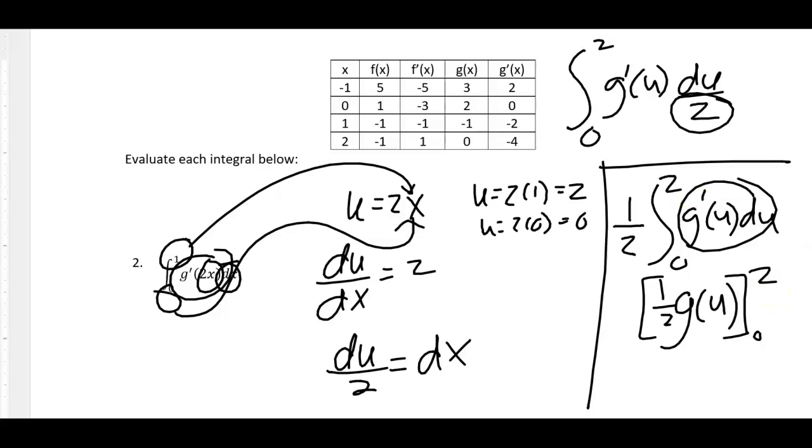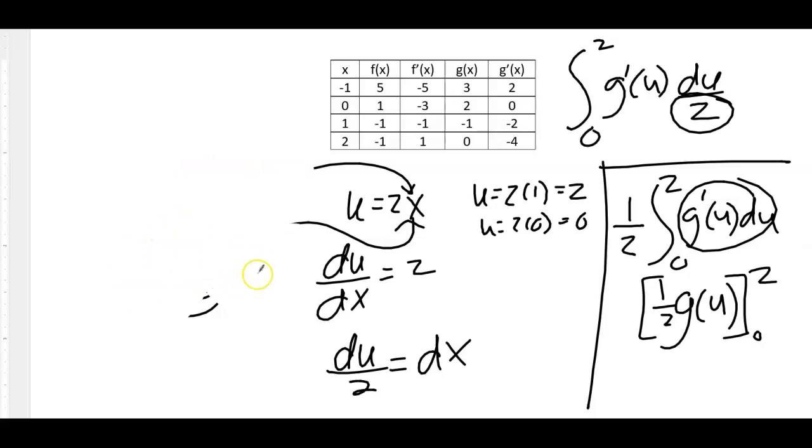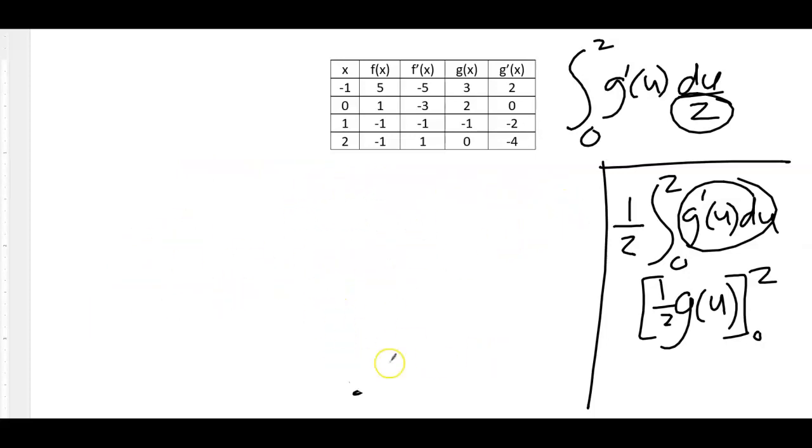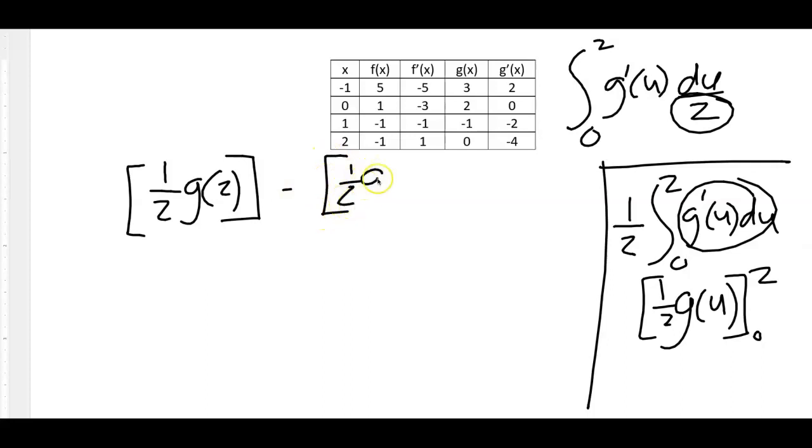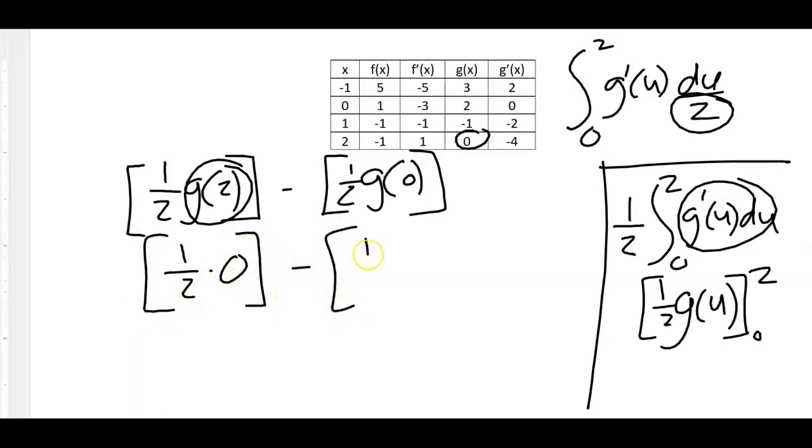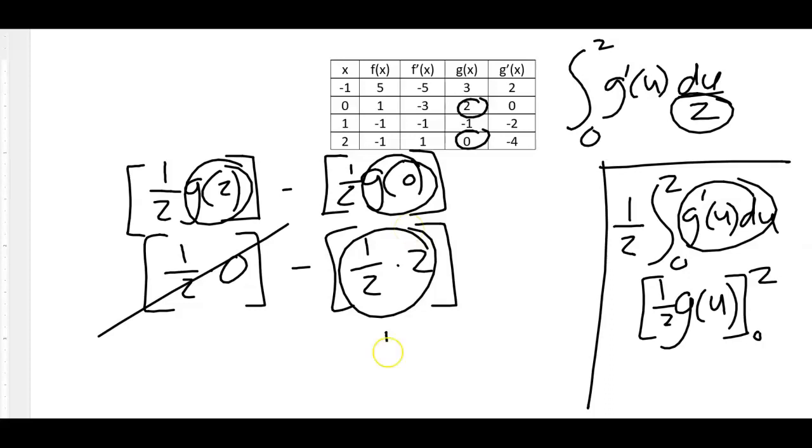So, make some more writing space for myself here. So we have 1/2 g of 2 minus 1/2 g of 0. And using our table, I can find out what g of 2 is. G of 2 is 0, so I've got 1/2 times 0. And then g of 0 is 2. That just goes away. And 2 times 1/2 is 1. And then there's this negative in the front here. So that's -1 would be my final outcome there.